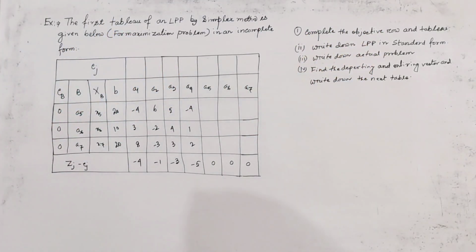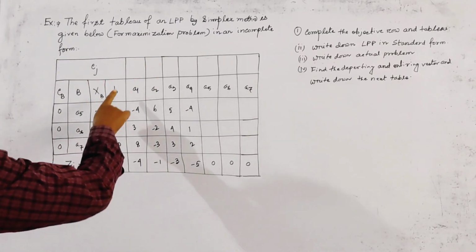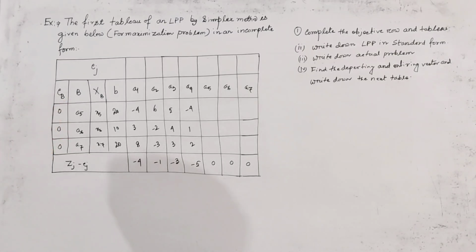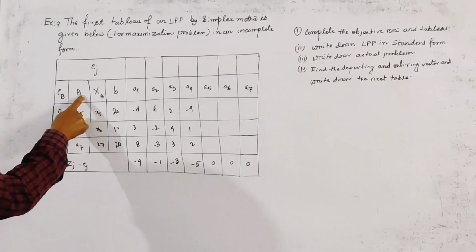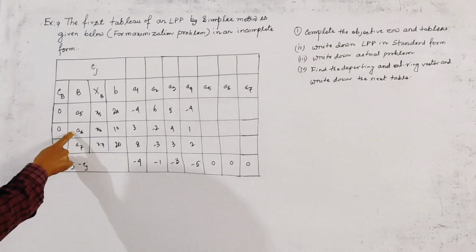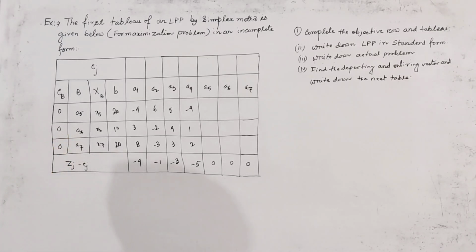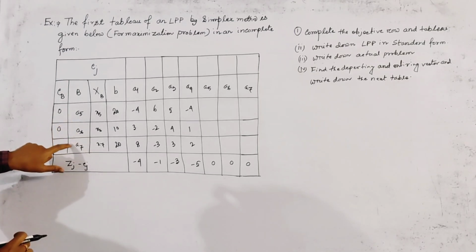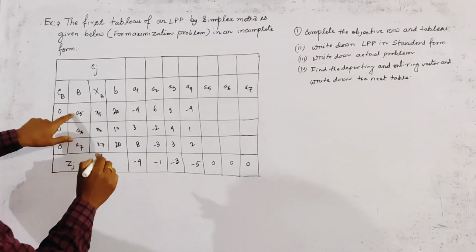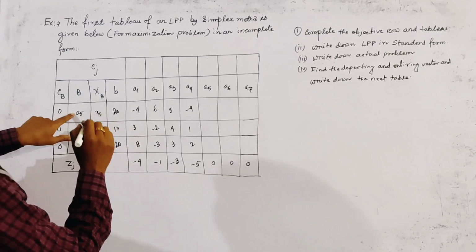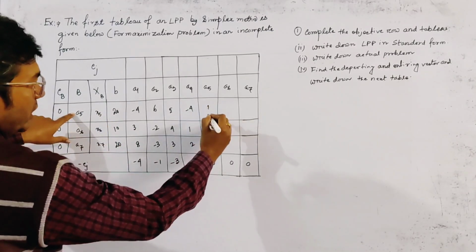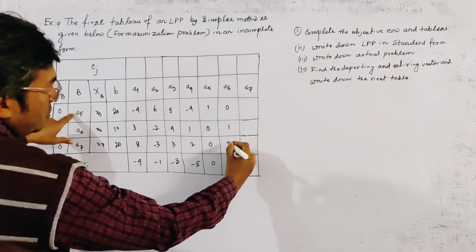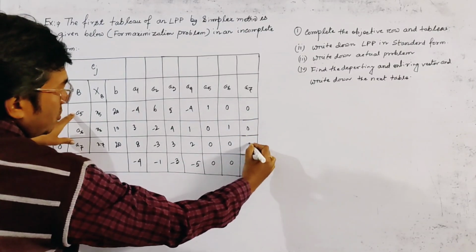We first complete the objective row. This is given by the row of Cj, and in this table it is given that in the basis the vectors are a5, a6 and a7. Since the vectors are a5, a6 and a7, we first complete the three standard bases: a5 is 1, 0, 0, a6 is 0, 1, 0, and a7 is 0, 0, 1.